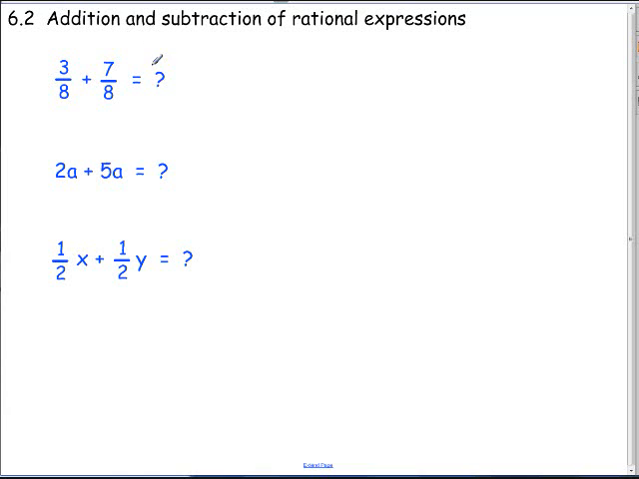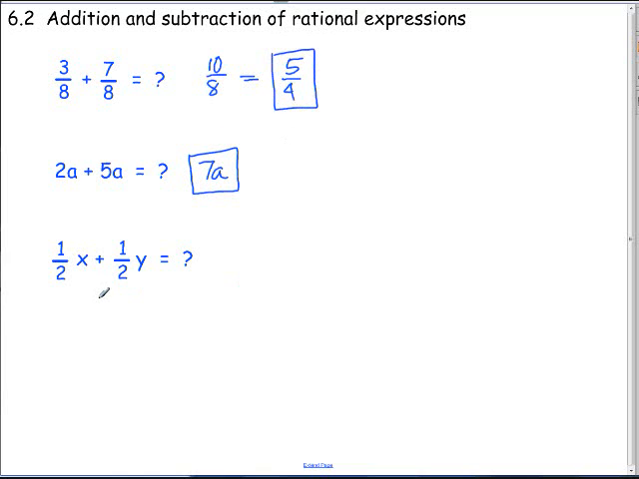All right. Addition and subtraction of rational expressions. 3/8 plus 7/8 gives us 10/8, which would simplify to 5/4. And yes, I do expect you to simplify. 2a's plus 2a's, plus 5a's gives us 7a.